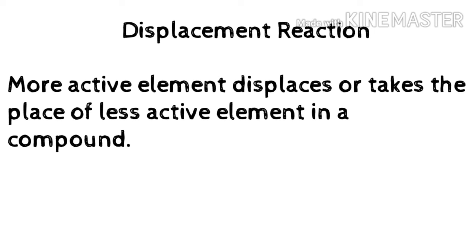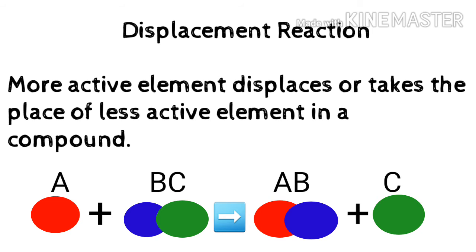In general, we can write like this. Here on the reactant side, C is the less active element in the compound BC, which is replaced by the more active element A, and we get a new product AB. Here, which element is replaced or which element replaces the other depends upon the reactivity series in chemistry.